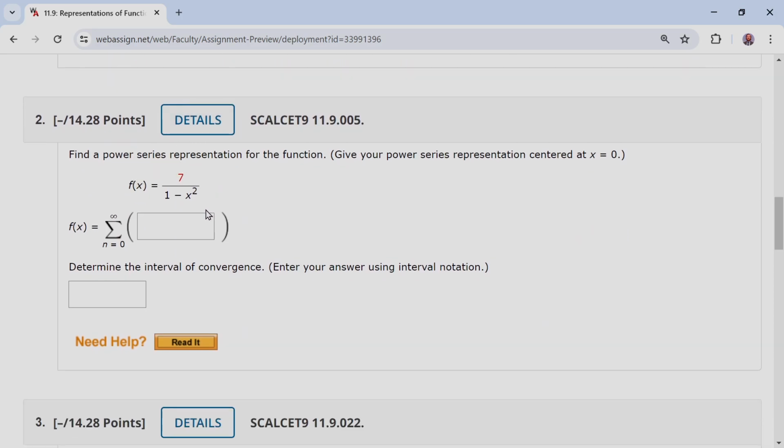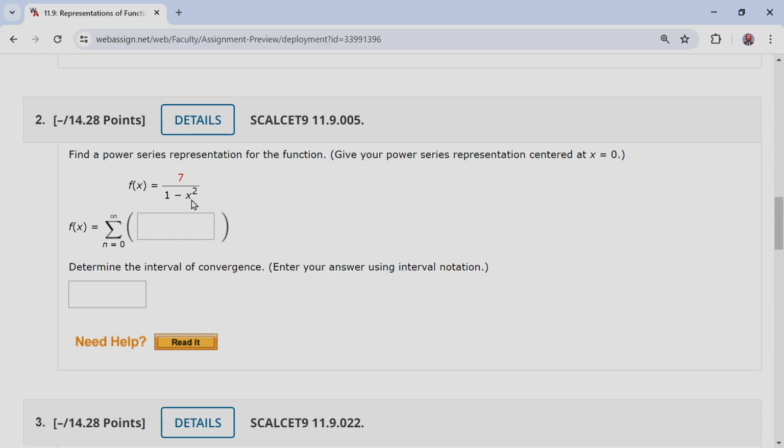Right, find a power series representation for this function. Okay, so here's the idea. This function looks like a over 1 minus r from a geometric series. So a is 7. We know the first number in this series is 7. And r is, because 1 minus r goes downstairs, the common ratio is x squared. So how do you get to each next number? You multiply by x squared.